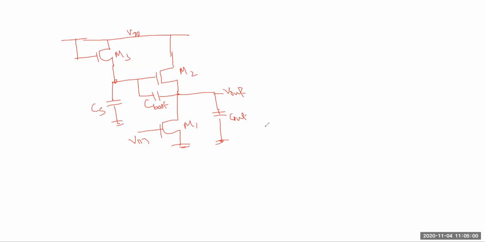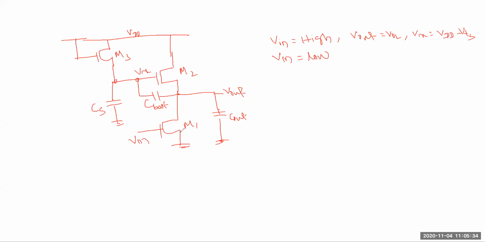Okay. So now this point is nothing but your Vx. So when V in is equal to high, at that point V out is equal to VOL and Vx is equal to VDD minus VT3. Okay, so clear. Now after some time V in will be 0 or low.